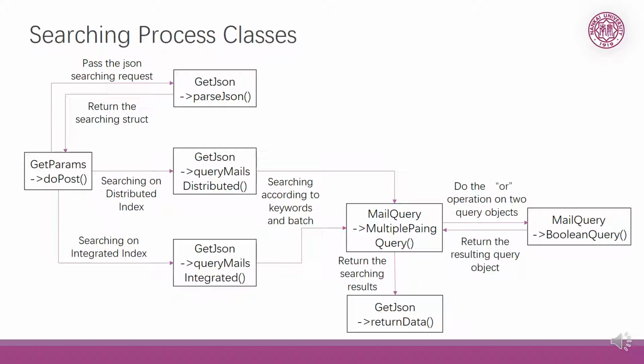I have introduced how to build the two kinds of indexes and how to perform the searching process and returning the results. However, when to use which kind of index is not sure. Thus, we have done the searching evaluation. The next point I would like to show is how we do evaluation and its results.